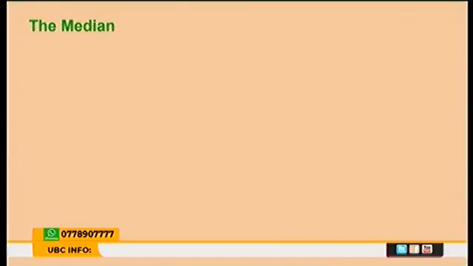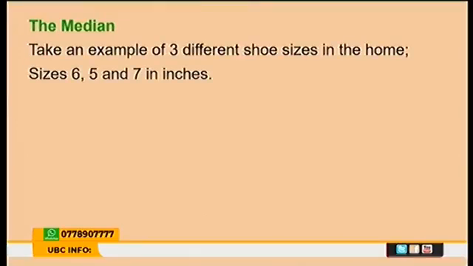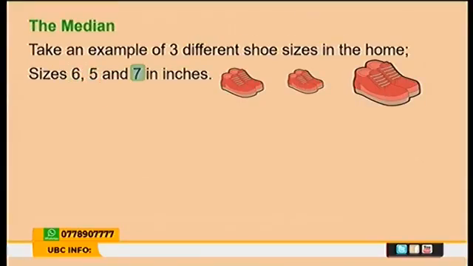Median, we have looked at mode, so now let's look at median. Take an example. I hope you're all at home. We can get different shoe sizes. And in my own home, I collected different shoe sizes. I collected sizes 6 inches, 5 inches, and 7 inches. Those are my shoes.